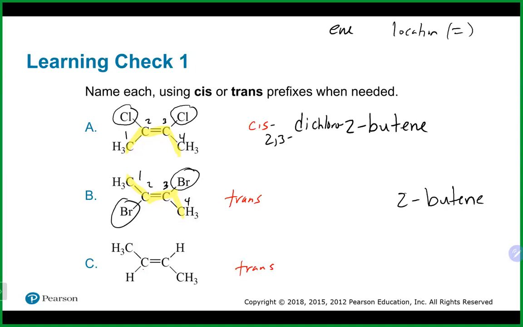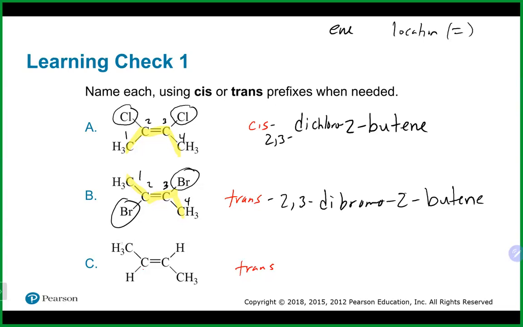Although the methyls are considered a group as we're looking for cis and trans, in this case, the methyls are actually part of the longest carbon chain. So they're technically really not a group. It's actually just the bromines here that are the group. And that would give us dibromo, and then our numbers, which would also be 2,3 here. Any questions on that name there?